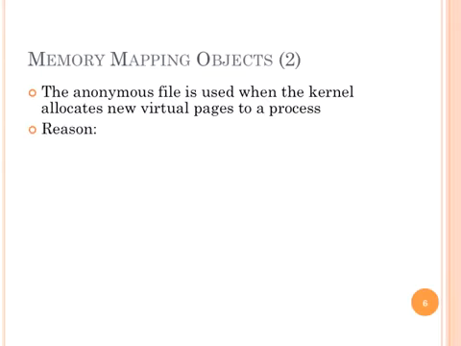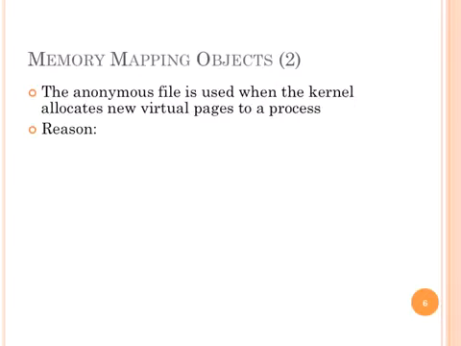Okay, like I say here, the anonymous file is used when the kernel allocates new virtual pages to a process. Why is it using the anonymous file? Now, I already said that the result is that the page gets filled with zeros. But the thing that I'm getting at here is, what was in that page before it was assigned to the process that's now using it? Remember, that virtual page is assigned to a physical page frame. What was in that page frame before the process started using it?